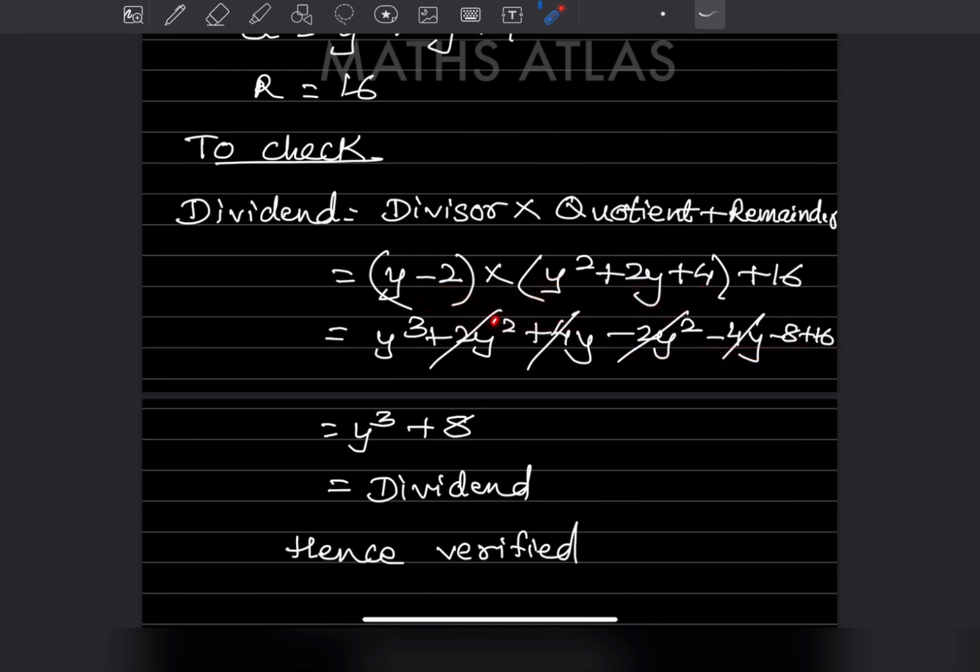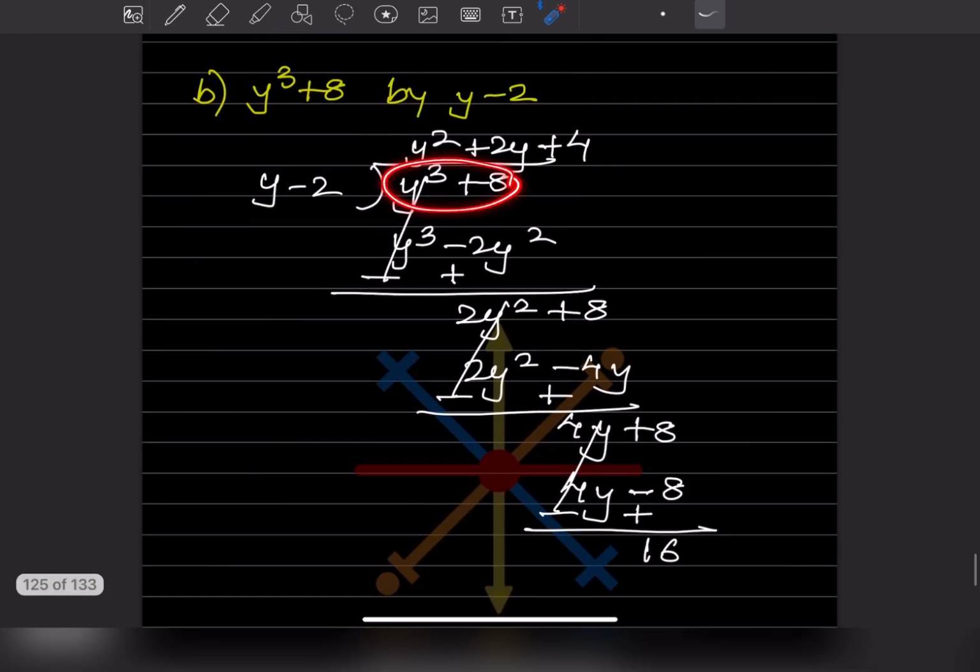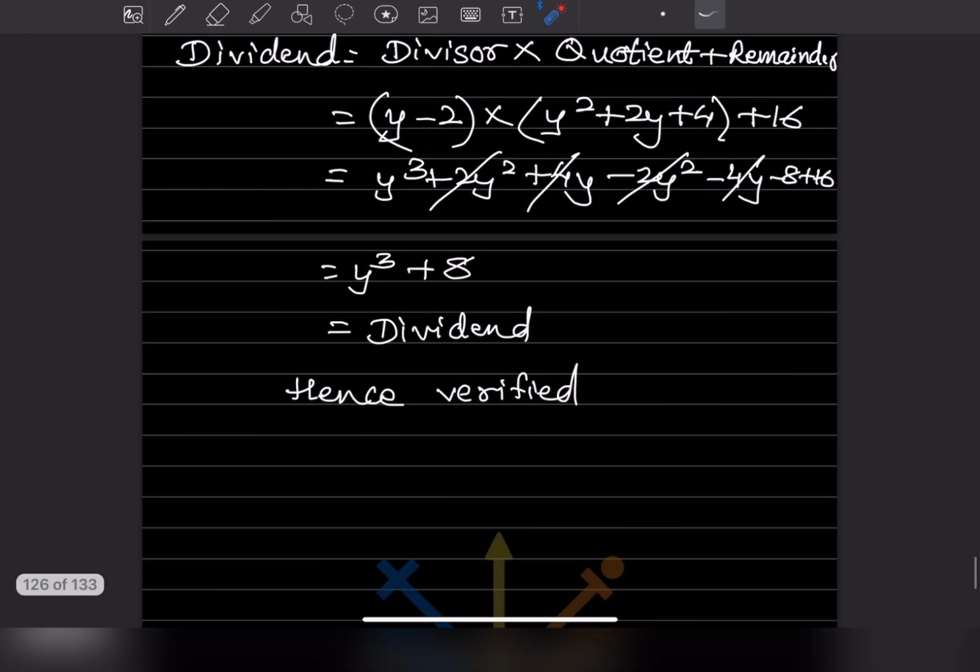So now this and this get cancelled, plus and minus the same, variable this and this get cancelled. So what do you get here? The remaining is now minus 8 plus 16, that is going to be plus 8. So y cube plus 8. So what is that? That is the dividend. So that is verified.